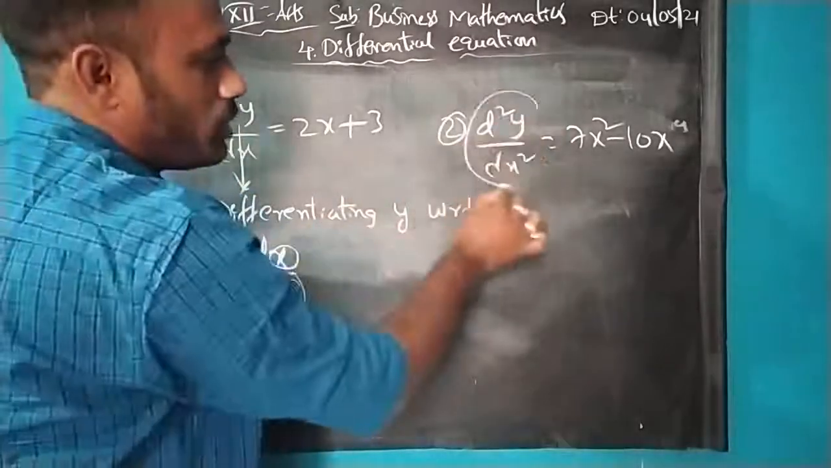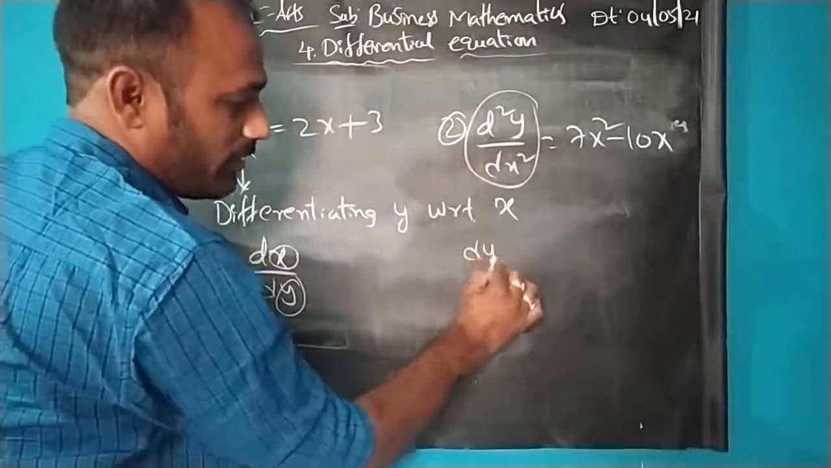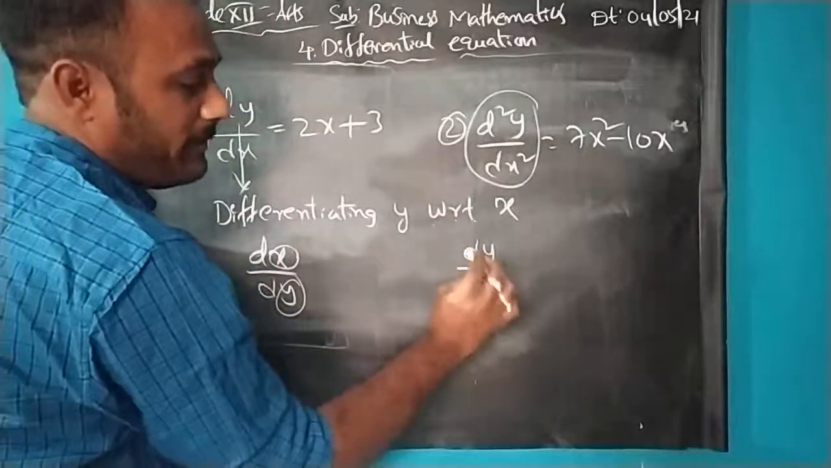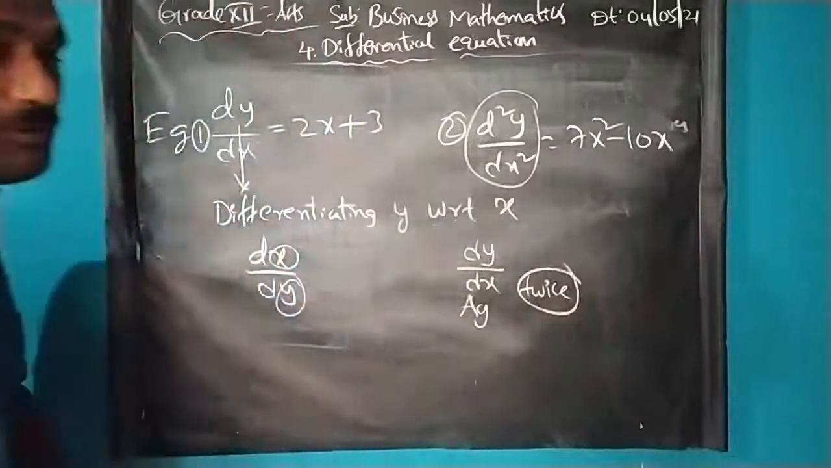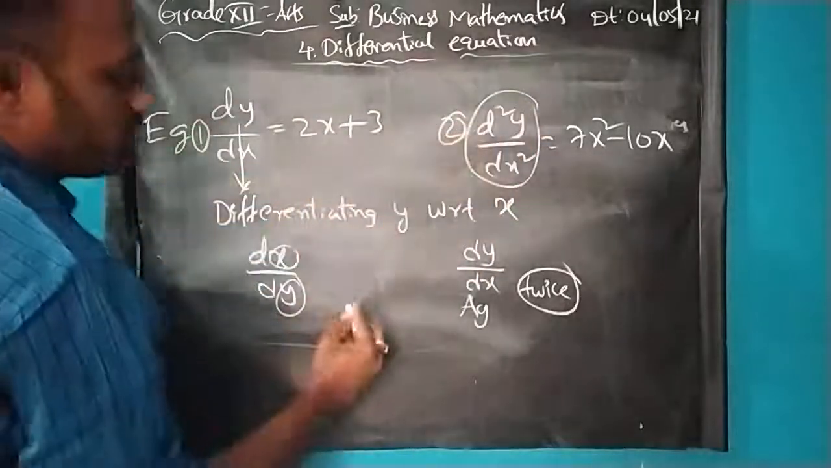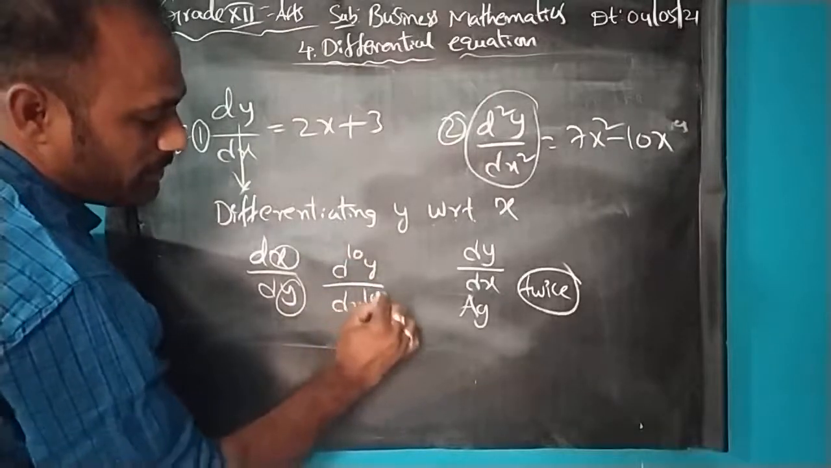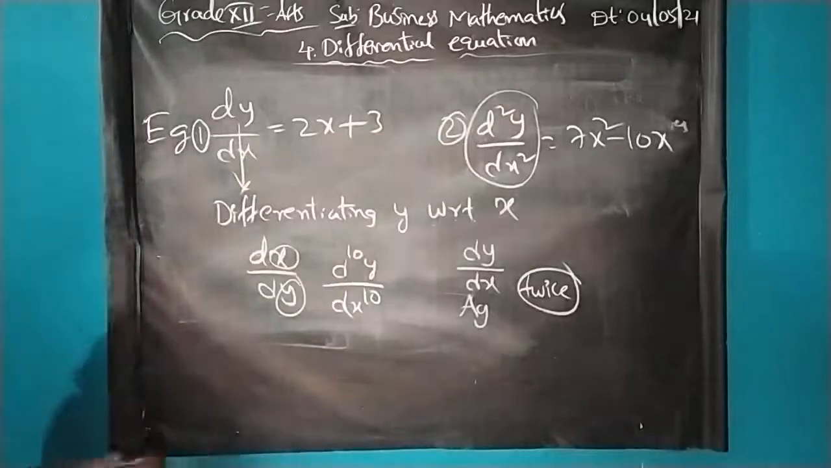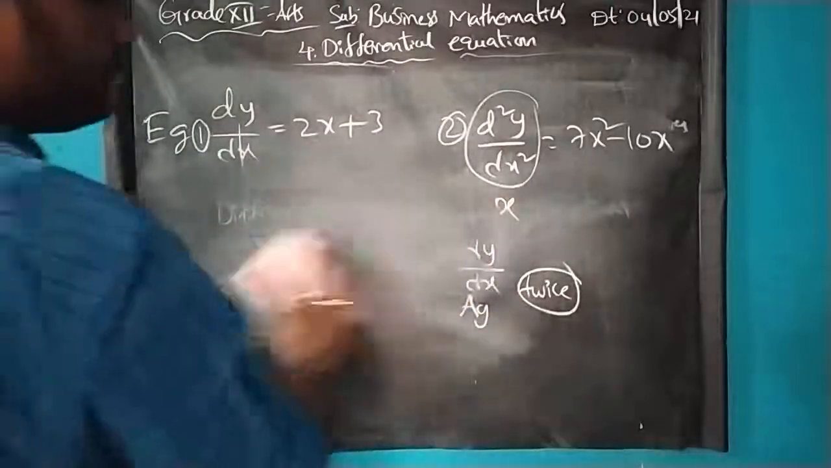Since I am writing the square, d square y by dx square means first I will find the value of dy by dx, then again I will differentiate on both sides. That means I am applying differentiation two times, so I get d square y by dx square. If I apply differentiation 10 times, then I will get d power 10 y by dx power 10. We can do differentiation n number of times depending upon the number of constants. So first let us see what is the ordinary differential equation.